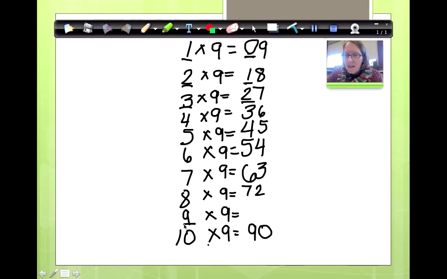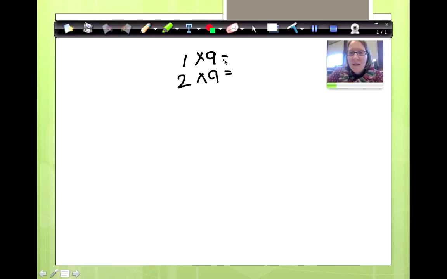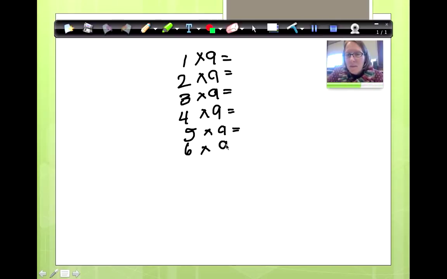1 less in the 10 spot is 80 something. What is it? 81. Okay, let's do another one. Let me clear it. I want to write it again, so go ahead and write it. 2 times 9 equals, 4 times 9 equals, 5 times 9 equals, 6 times 9 equals, 8 times 9 equals, 9 times 9 equals, and 10 times 9.